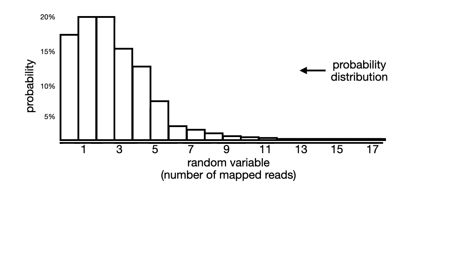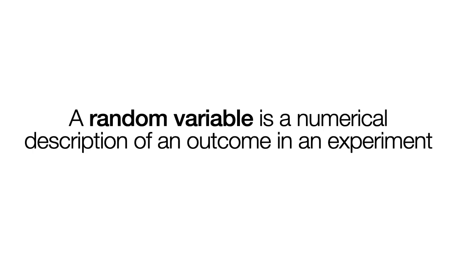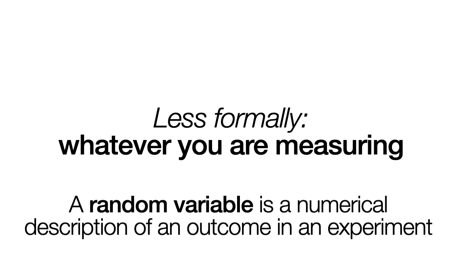Now, if we had a theoretical expectation to describe the probability of seeing these read pileups, we might have a better sense for what observations are rare by chance. In this imaginary probability distribution, which describes the probability of observing X numbers of mapped reads in a region, we can see what counts are expected under 5% of the time. A random variable is the numerical description of the outcomes of an experiment. Less formally, this is whatever you're measuring or sampling.